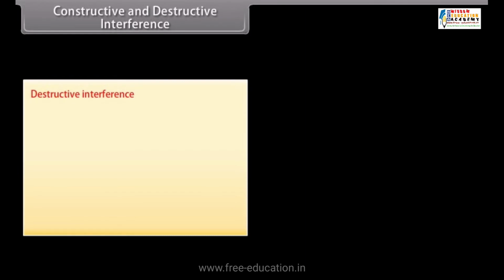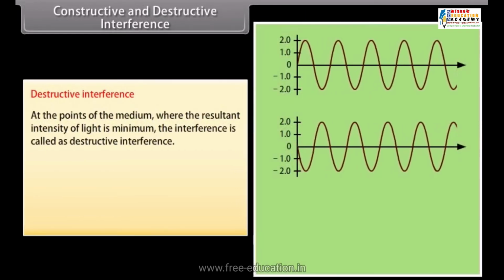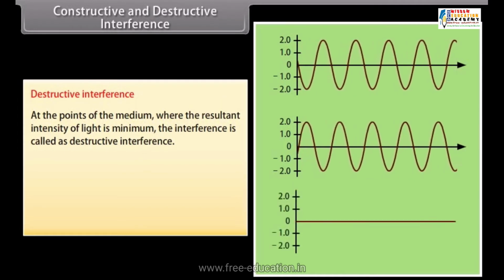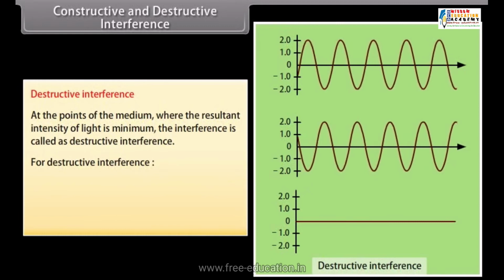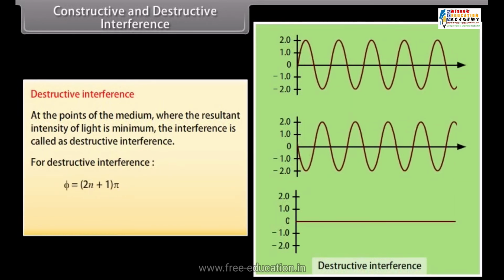Destructive interference. At the points of the medium where the resultant intensity of light is minimum, the interference is called destructive interference. For destructive interference, phi is equal to (2n+1)π, or p is equal to (2n+1)λ/2.